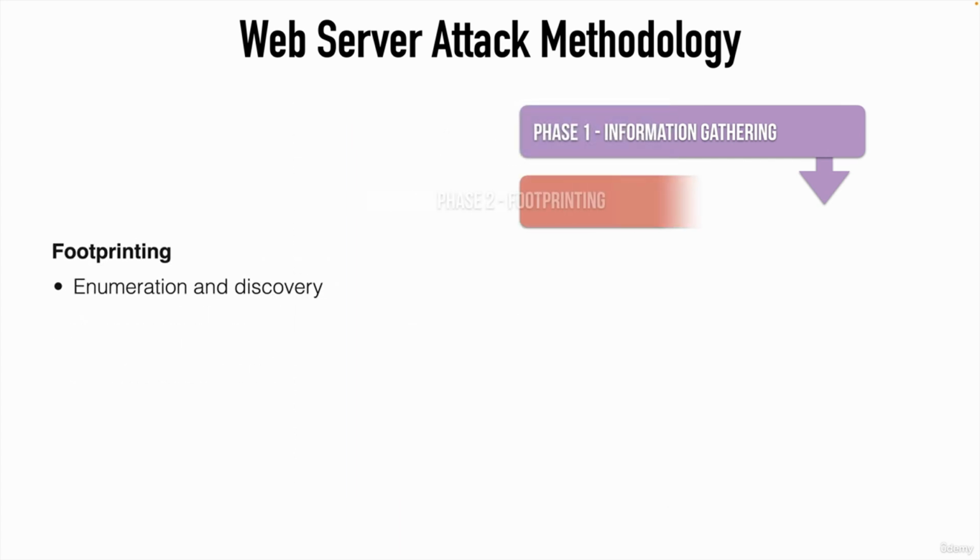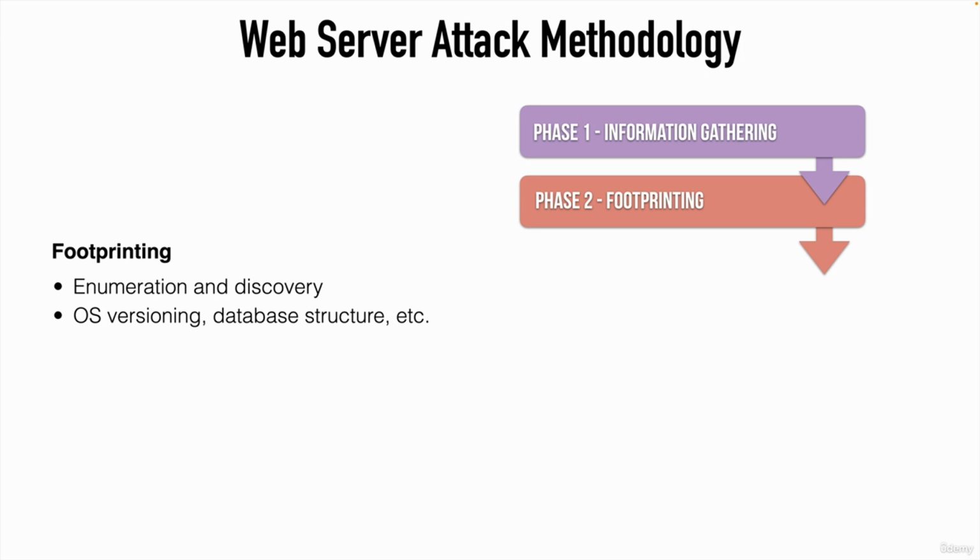Phase 2 is footprinting. Here, just as with our hacking methodology, we're trying to obtain as much information as possible, using enumeration tactics to discover account details, operating systems, and versioning information, as well as database structures, server host names, and more. There are specific web server footprinting tools available, such as Netcat. This is a popular option.